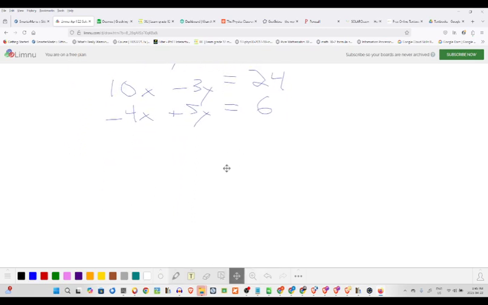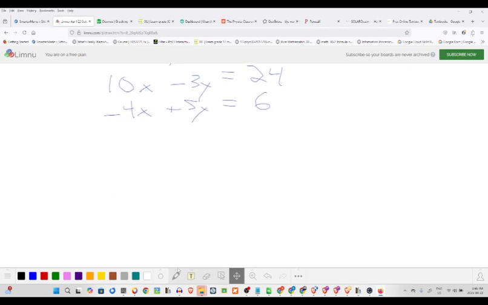So now, specifically when we're doing elimination, we need to find the least common multiple of one of these. I'm going to go with eliminating x. We could multiply the top by 5 and the bottom by 3. I'm going to multiply the top by 2 and the bottom by 5. So if we do that, our new system, multiplying the top by 2 is 20x minus 6y is 48.